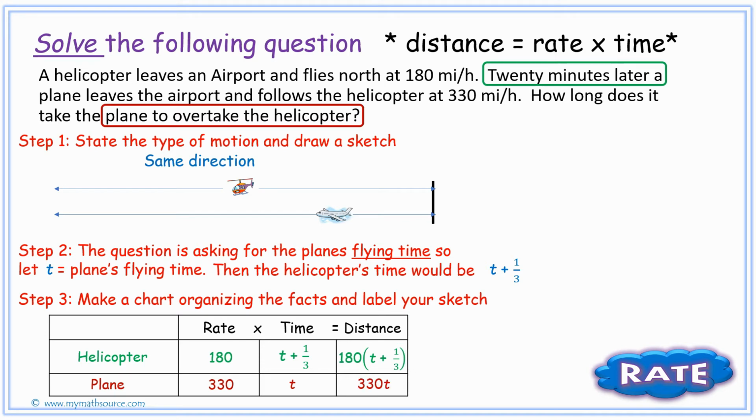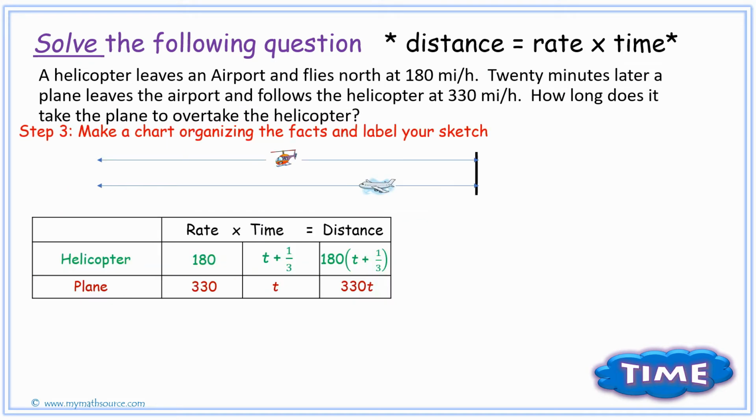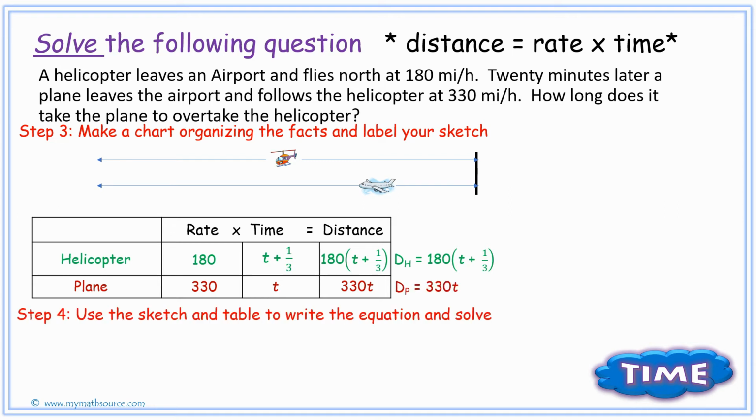Same with the plane, we could do 300 times t, and now we have our representative distances. Now, we need some more room, so I'm just going to move everything up. And the helicopter here is represented by dh, which represents the distance of the helicopter, and then dp, the distance traveled by the plane.